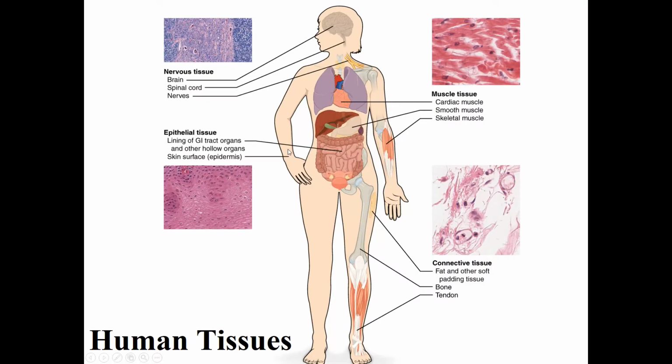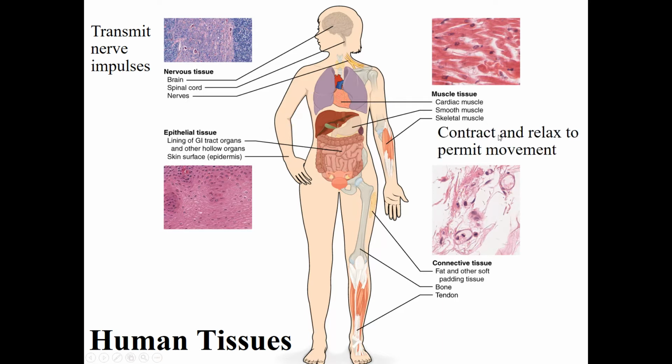Tissues in the human body consist of 4 types: nervous, muscle, connective, and epithelial. Nervous tissue is what your brain and nerves are made of, and their job is to transmit nerve impulses. Muscular tissues can be of some different types, but all of the types have in common the fact that they contract and relax to create movement. This movement can be things like flexing your arm or squeezing food down the esophagus.